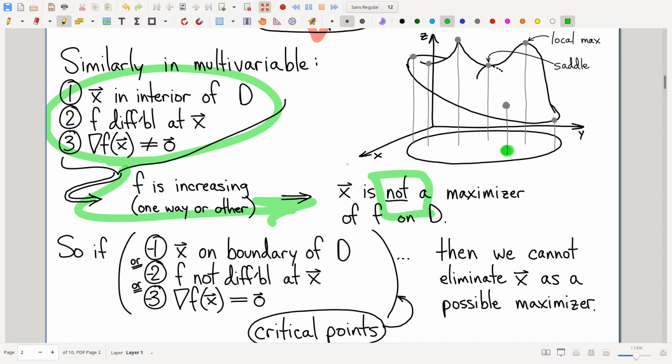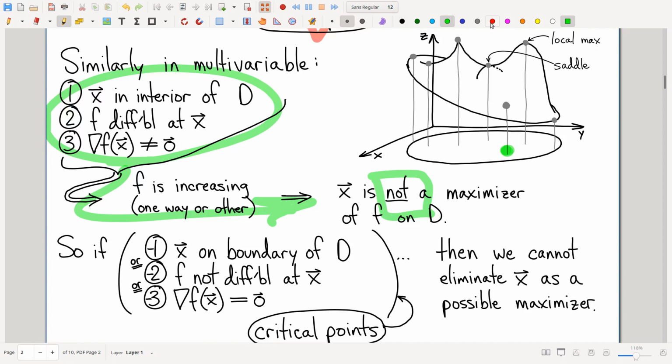Right? And again, morally equivalent argument. Does that make sense to everybody? I mean, the gradient's non-zero. That means the function's increasing if I go in the direction of the gradient. So just go in the direction of the gradient. I'm in the interior. I could definitely go that direction. Whatever direction that is, this is not a maximum.